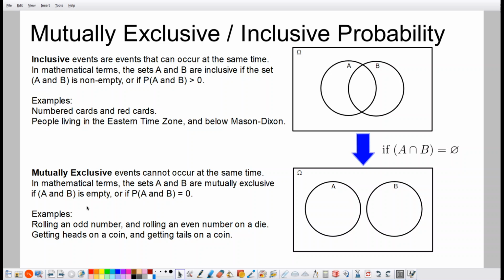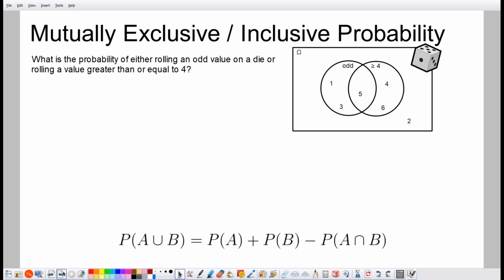Same thing if you flip a coin, right? You can either flip it heads or you can flip it tails. You can't have a result when you flip a coin that is both heads and tails, right? They are mutually exclusive. So let's take a look at a couple practice problems. Okay, so what is the probability of either rolling an odd value on a die or rolling a value greater than or equal to 4?